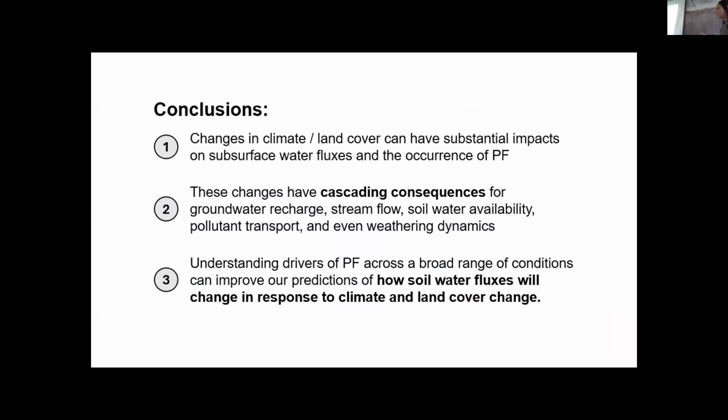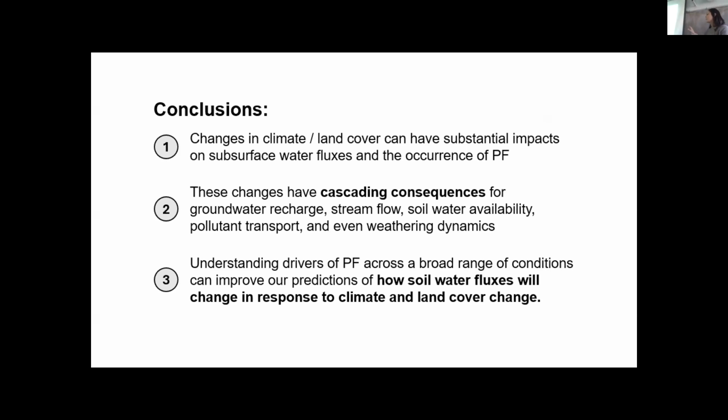So in conclusion, I'll try to wrap these two things or bring them together. When we get changes in climate and land cover, we can have big impacts on subsurface water fluxes. And one of those is the occurrence of preferential flow. And that these changes then have cascading consequences for a lot of things that are really important, like how much groundwater we have, what the water quality is of the groundwater, and how bedrock is weathering deep below the surface.